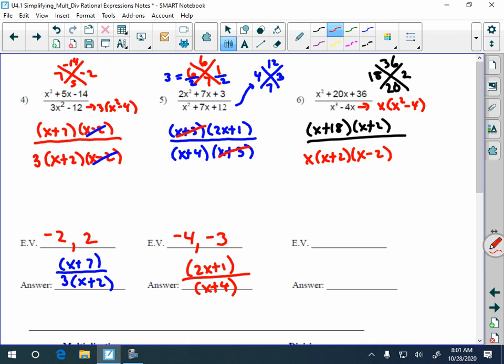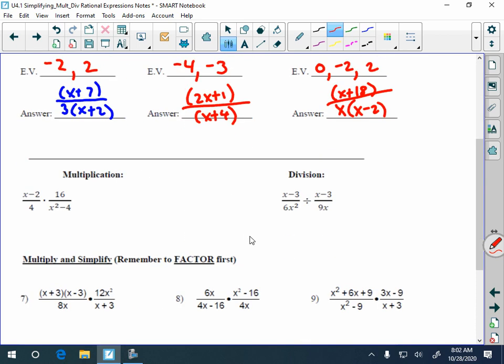All right, for our excluded values, set the denominator equal to 0. So we can set x equal to 0. We're going to get 0. Set x plus 2 equal to 0. We get negative 2. And x minus 2 equal to 0. We solve it. We get x equals 2. We can cancel x plus 2 on top with an x plus 2 on the bottom. And we're left with x plus 18 over x times x minus 2.